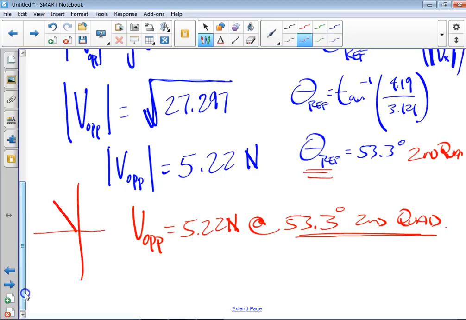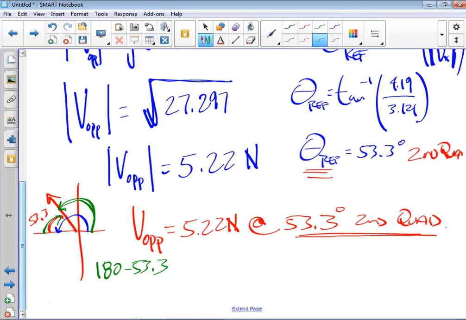So they're telling me that this angle here is the 53.3. It's a reference angle, always to the x-axis. But what I really want, I believe here, is this angle from here to here. Do you agree with me that from here all the way over would be 180? So this green angle is simply 180 minus the 53.3. That gives us an angle of 126.7.